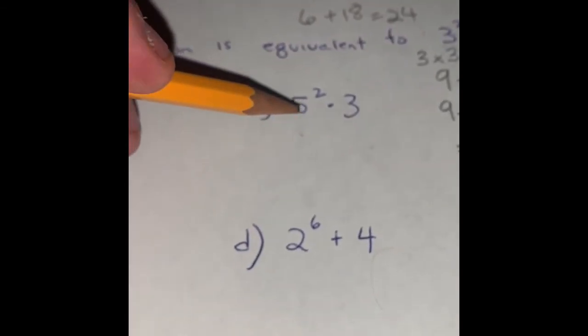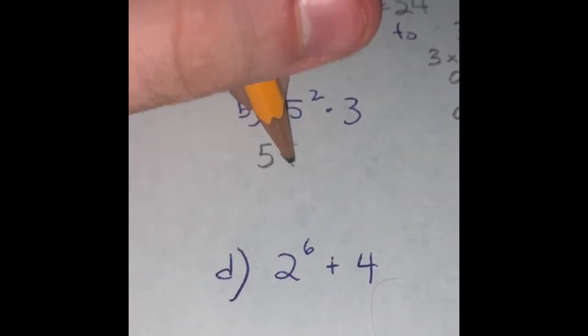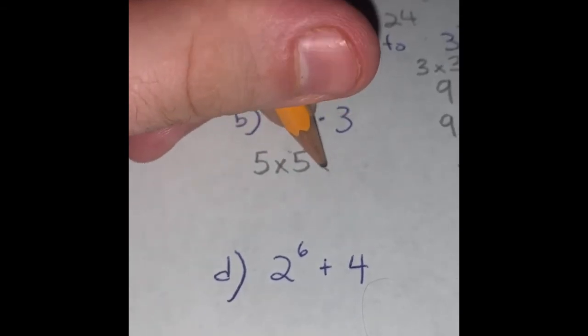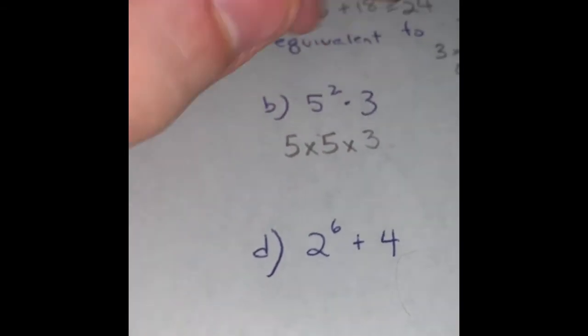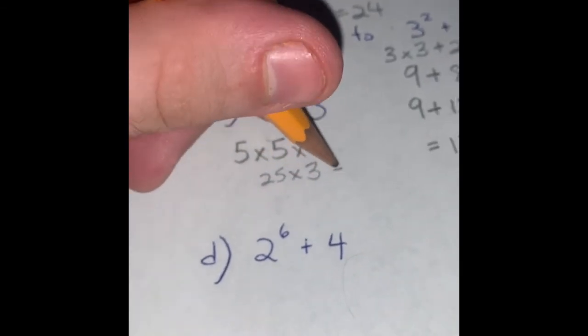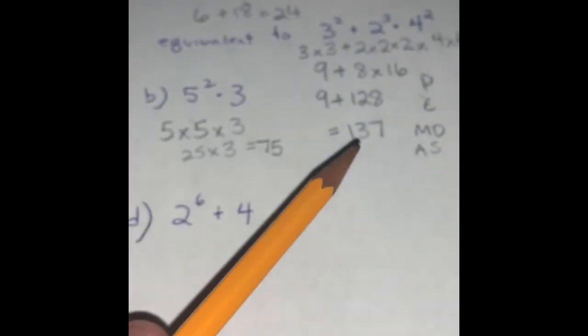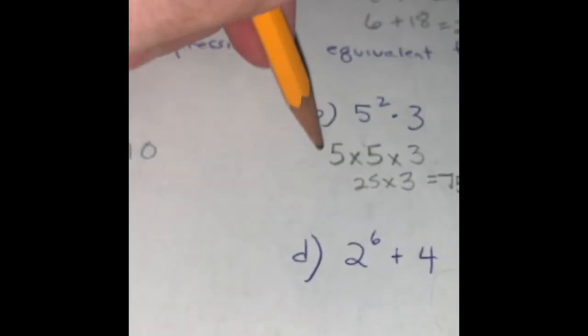Answer choice B says 5 with an exponent of 2 times 3. So once again, that is 5 times 5, and then times 3. 5 times 5 is 25, then times 3 equals 75. So that is not the 137 that we needed, so that is not the correct answer choice.